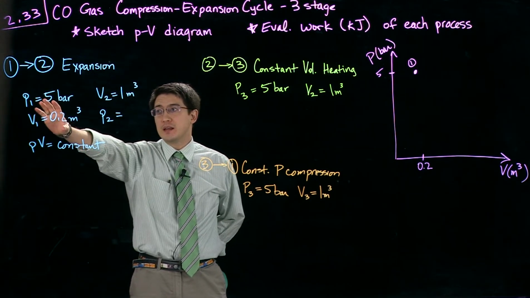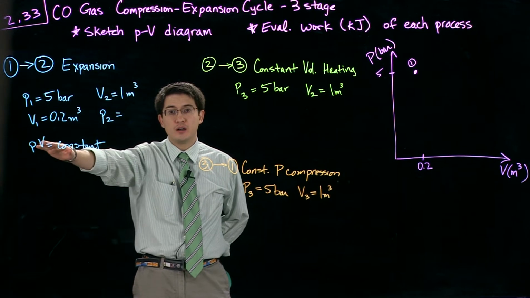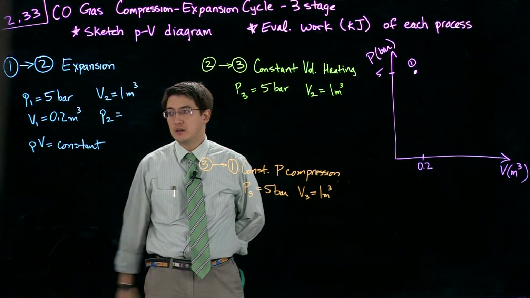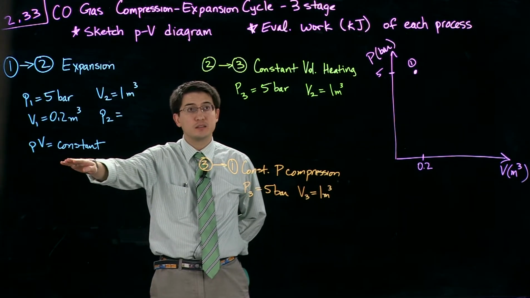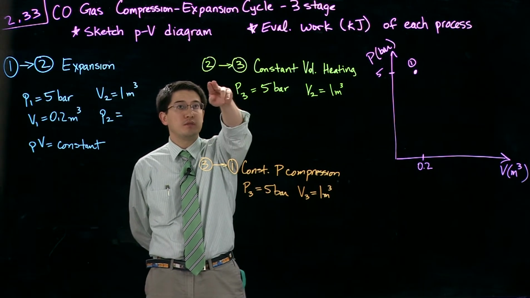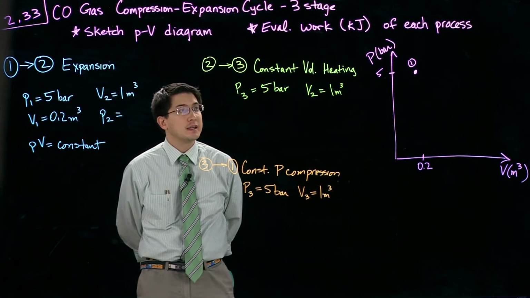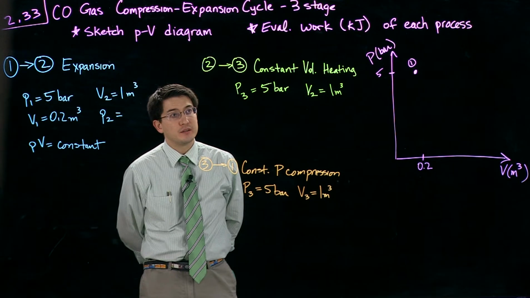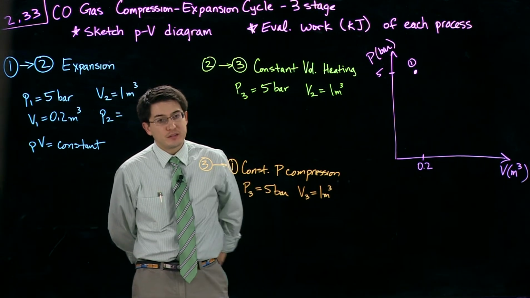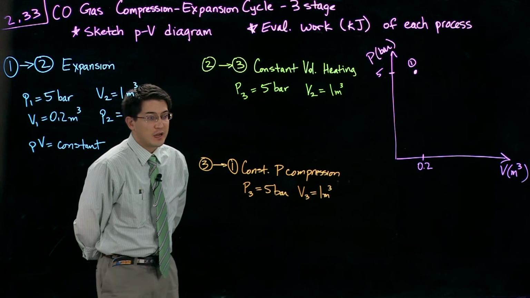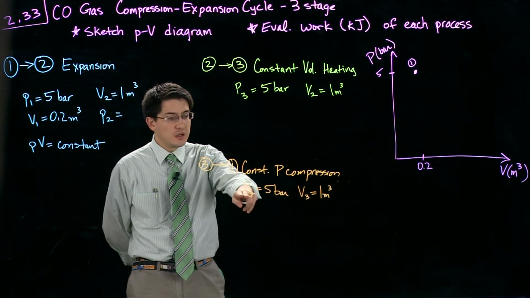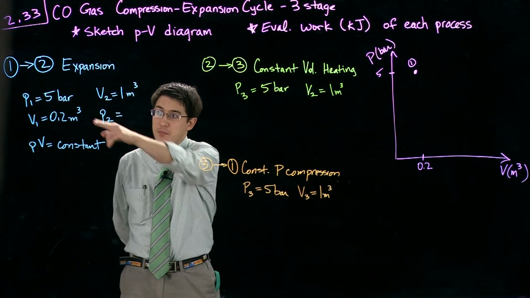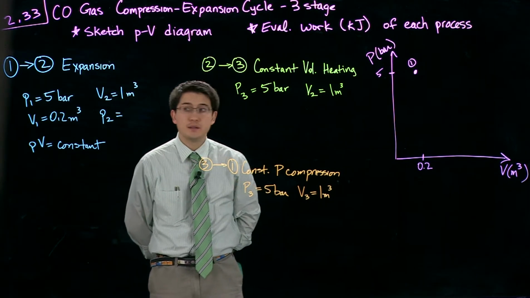We're given the initial state here. The initial pressure is 5 bar. Initial volume is 0.2 cubic meter. State 2 volume is 1 cubic meter. This process is a PV equals constant process. The process 2 to 3 is constant volume heating. Volume 2 is 1 cubic meter, as given over here. The pressure at state 3 is 5 bar. Process 3 back to the initial state 1 is constant pressure compression. Pressure 3, 5 bar. Volume at 3, 1 cubic meter. The initial state is given over there at 1.